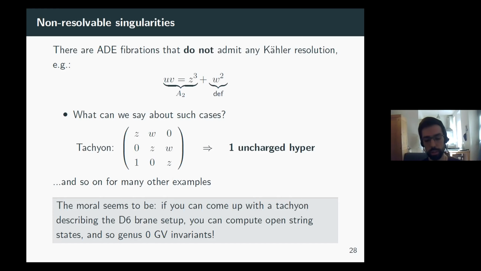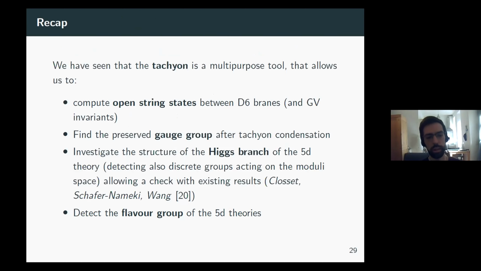I should also notice at this point that for higher degree cases, we can choose different tachyons depending on the T-brane choice that we make, giving rise to different spectra for each choice. And this will be an interesting avenue for the future. So summing up, what I've told you so far is that the tachyon is a multi-purpose tool, like a Swiss Army knife, that allows us to compute open string states between the D6 branes, and so GV invariants for the corresponding geometry.